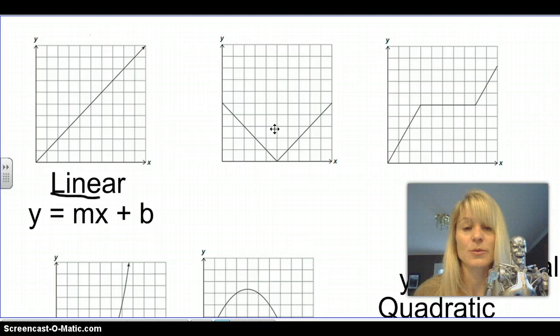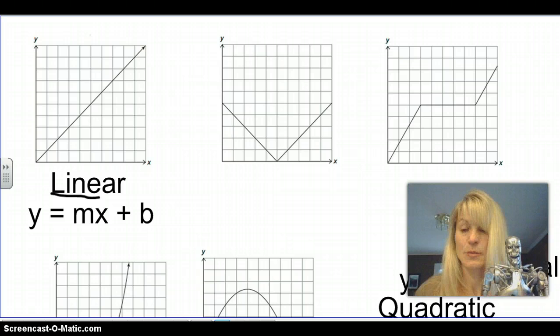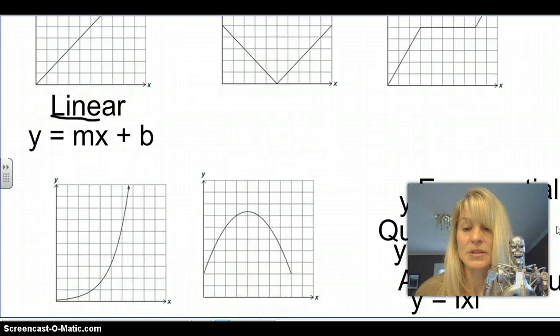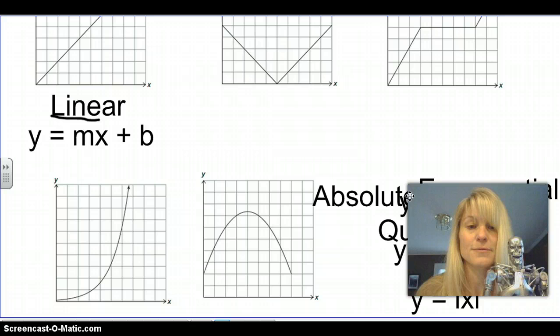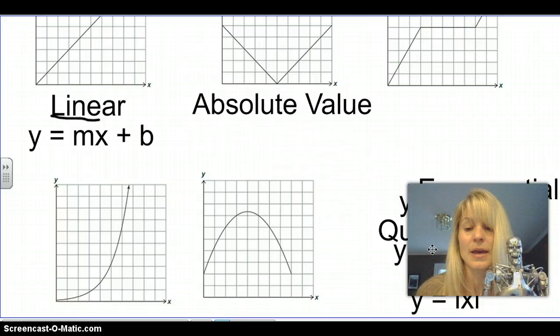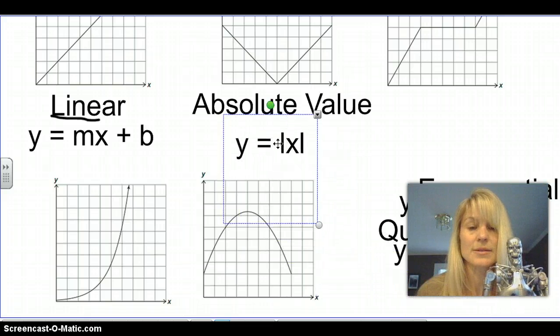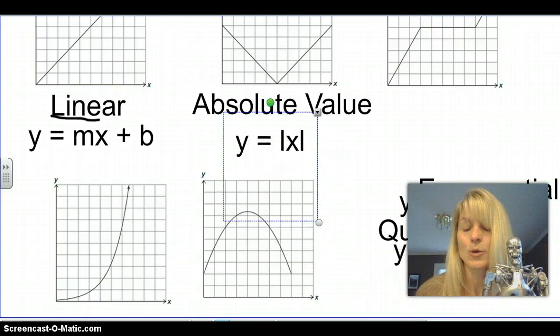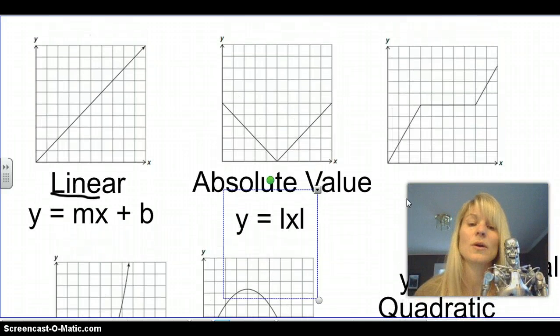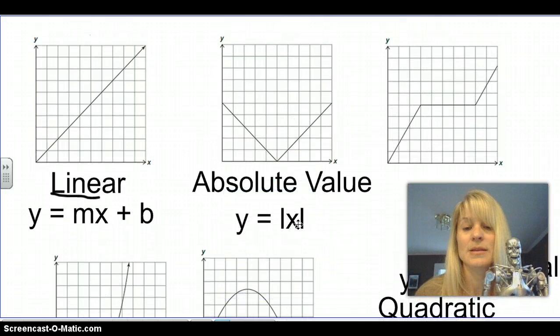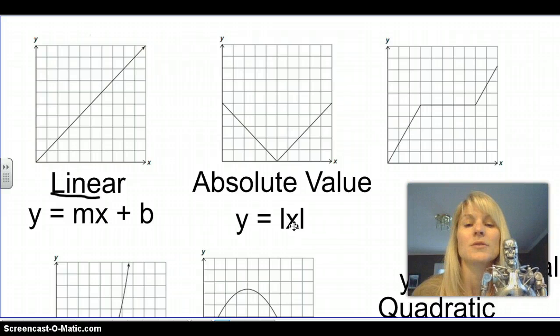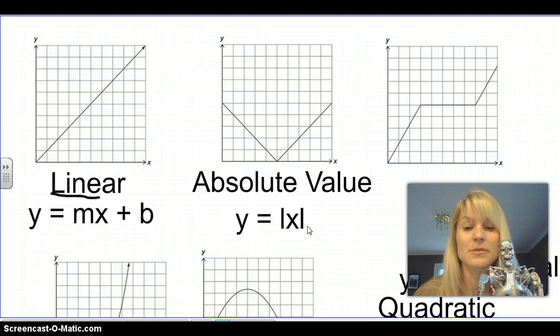This one, most of you were not familiar with, which is understandable. You probably haven't heard it before. But this one is called an absolute value graph. Okay, and most of you are familiar with the absolute value brackets. And hopefully you remember that absolute value, whatever is in these brackets, is positive. So this is generally what you will see for an absolute value function.